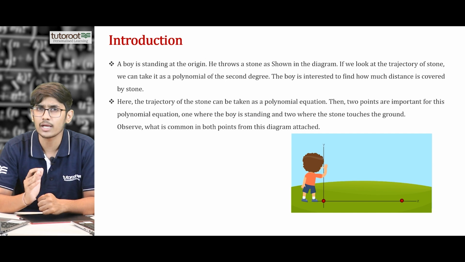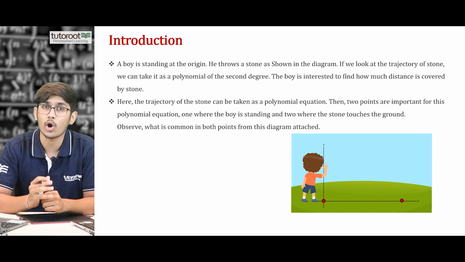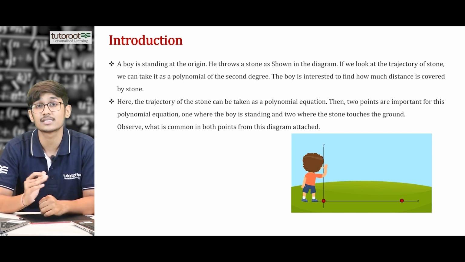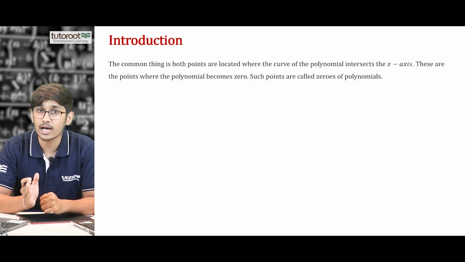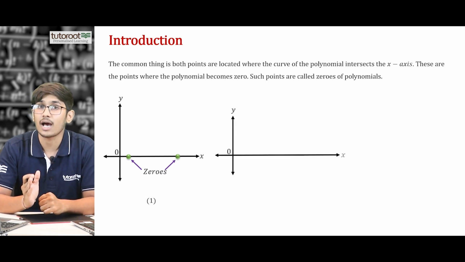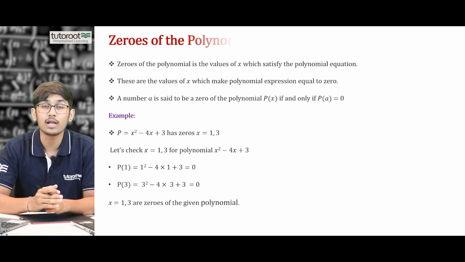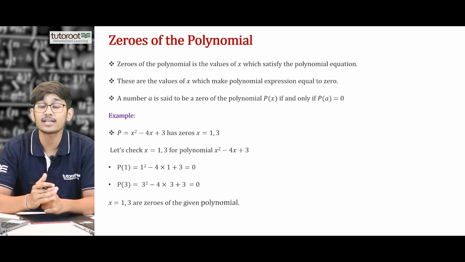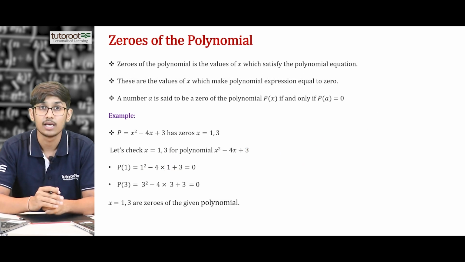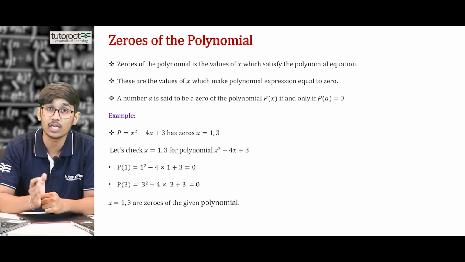Observe what is common in both points from the diagram. The common thing in both points is that they are located where the polynomial curve intersects the x-axis. These are the points where the polynomial becomes 0. Such points are called zeros of the polynomial. Zeros of the polynomial are the values of x which satisfy the polynomial equation. These are the values of x which make a polynomial expression equal to 0.